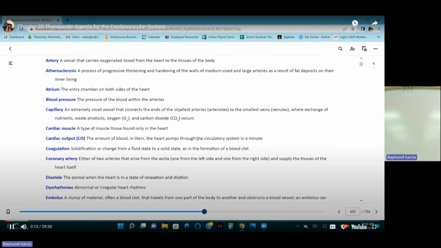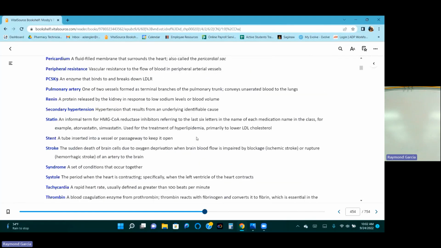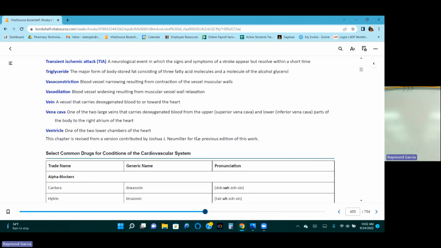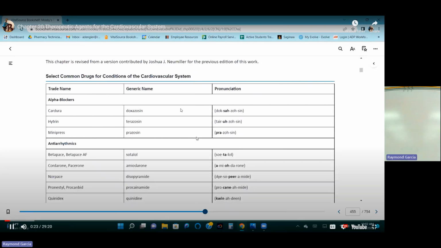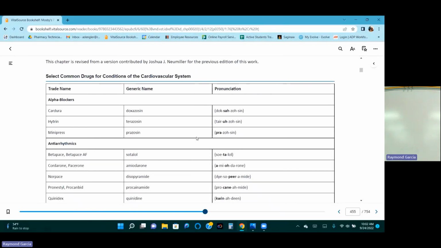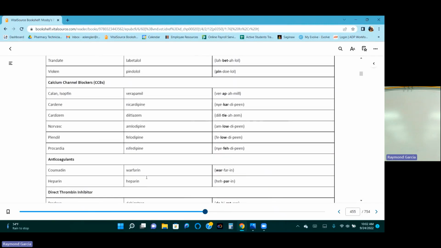I'll skip over the terms and definitions for now, but we'll go through them as we progress through the chapter. There's quite a few for this. Make sure y'all do start getting into these medications because there's quite a bit in this chapter. This table lists a lot of common drugs for conditions of the cardiovascular system, and of course, all of their pronunciations. We'll also go through those as we progress through the chapter.